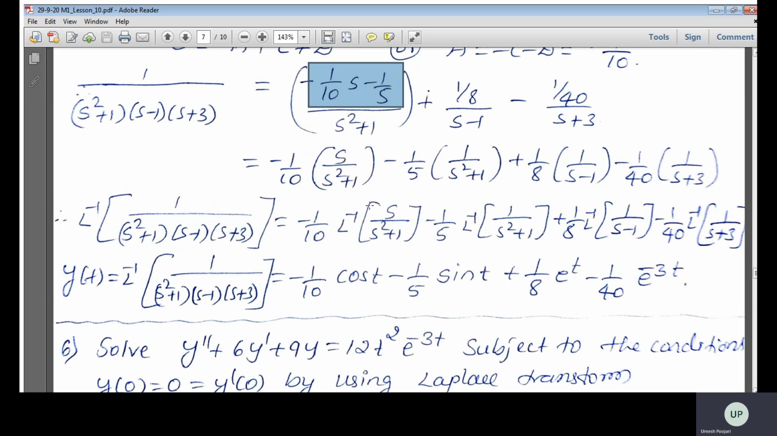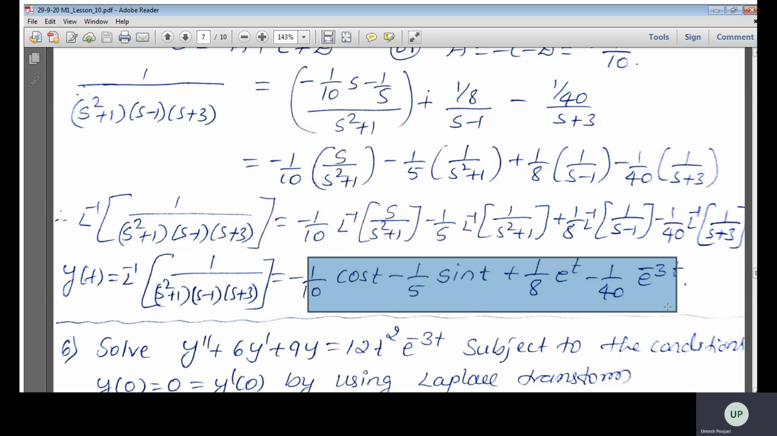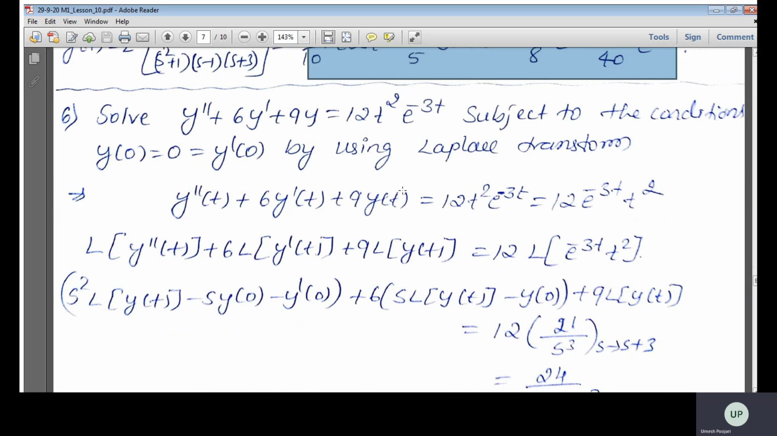So you can write the answer. L inverse of s by s square plus 1 is cos t, L inverse of 1 by s square plus 1 is sin t, and L inverse of 1 by s minus 1 is e raised to t, and the last one, L inverse of 1 by s plus 3, is e raised to minus 3t. So this is the required answer for y, for the given differential equation. Okay. See, in whatever examples we have solved till now, in all examples we are using the partial fraction method while finding the inverse Laplace transform. Okay. Similarly, one more example we'll see.